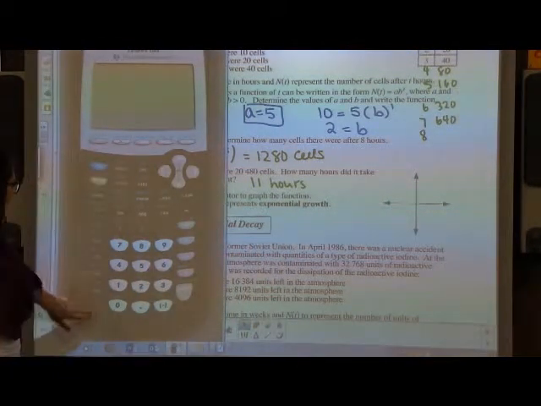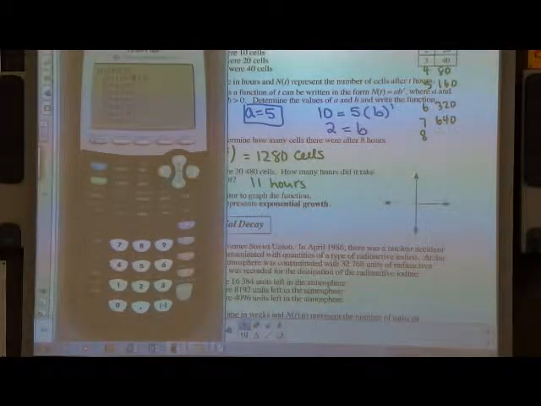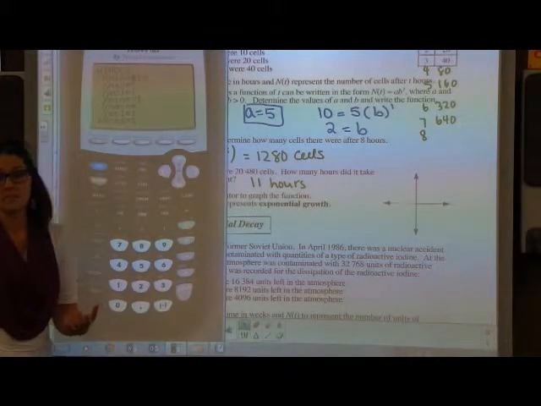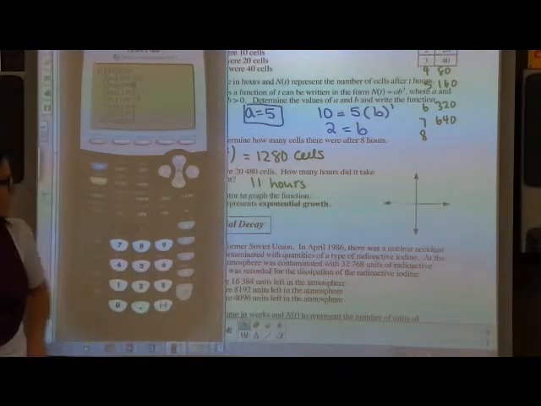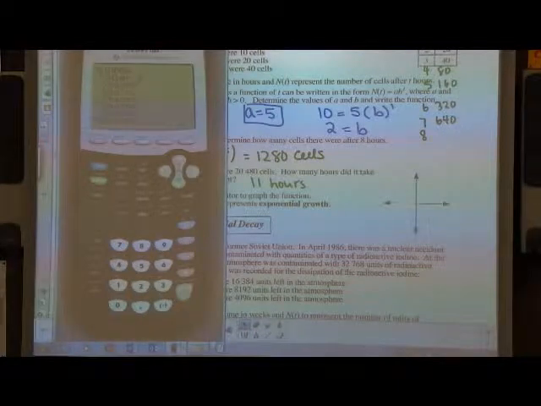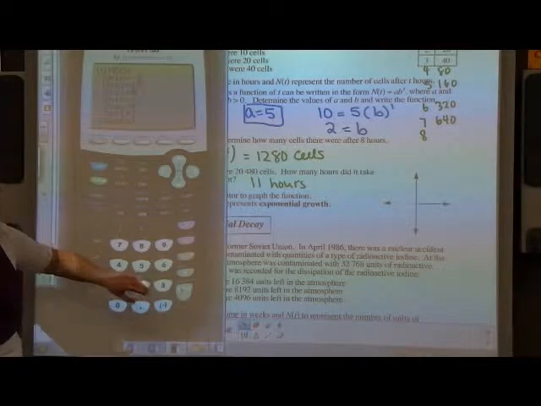first of all, we need to look at our window settings. In this graph, what do my x values represent? What's my x variable? In the context of the question, what does the x represent? Time. And I know my time starts at 0. So I'm going to back it up. I'm going to let it start at -3. And we can go up, let's say, even if we go up to 20 hours or 15 hours. That's probably good.